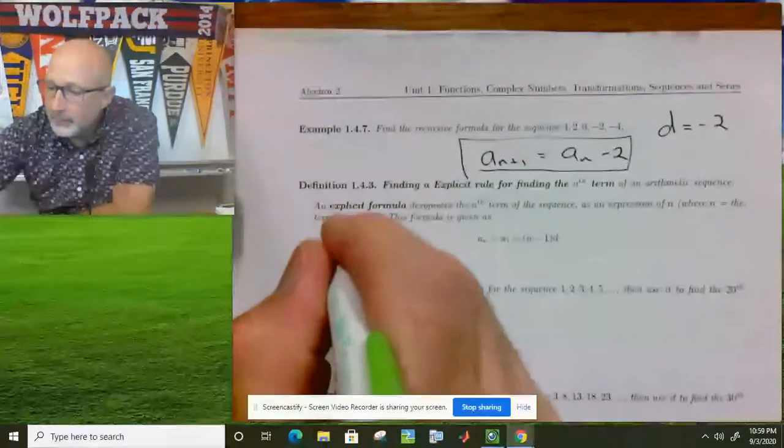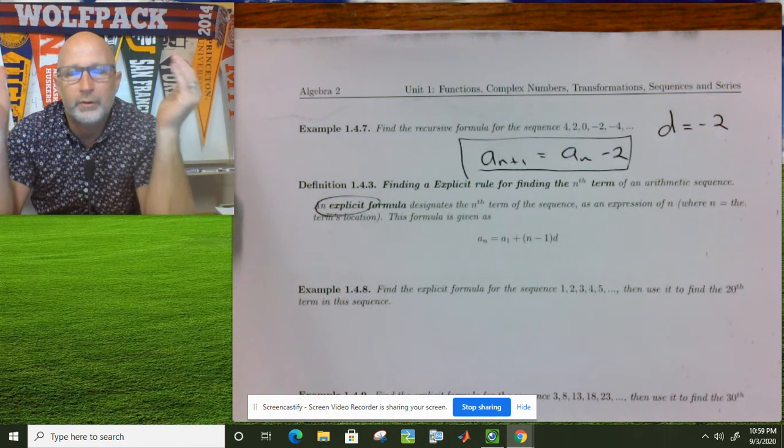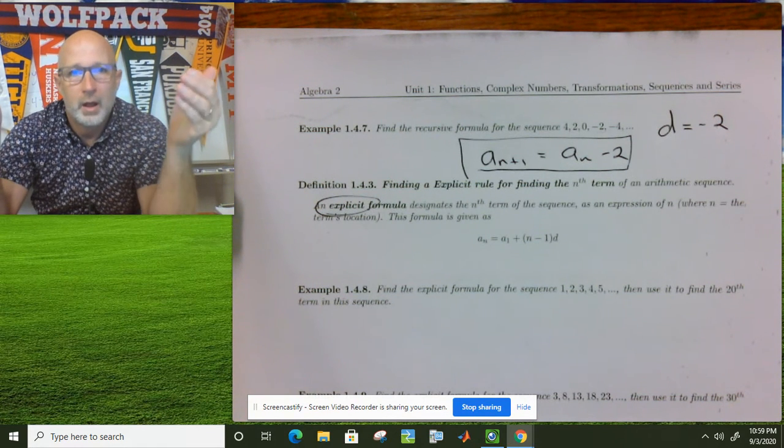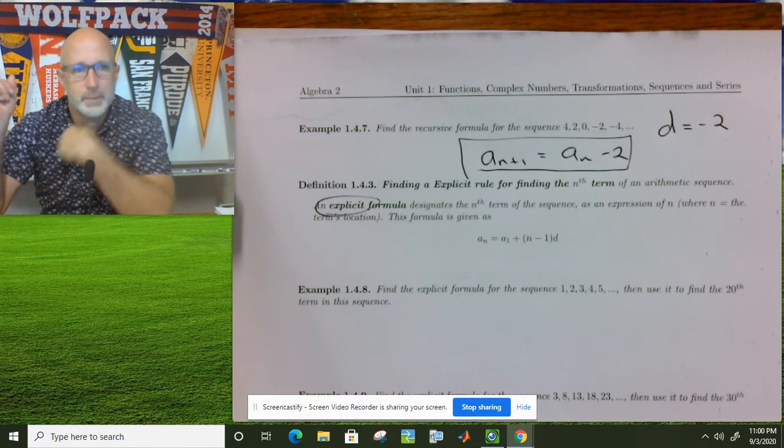An explicit formula says I'm going to come up with a formula, and if I want to know what the 200th term is, all I need to do is plug 200 into that formula and it will give me what that value is going to be.